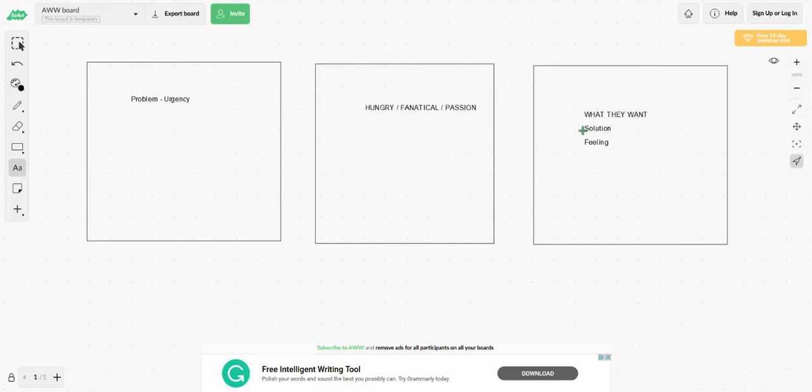Okay, so just follow the three things. How urgent is the problem? Does it need solving straight away? Is there a lot of urgency around it? Number two, is the niche hungry for a solution, fanatical even, or passionate? Like the gaming niche, they weren't hungry for a solution, but they're so passionate about the game that they want to get ahead. And then what they want is a solution to be where they want to be, and a feeling associated with that. And the better that those three things add up, the better your product will promote. And there's a few examples there for you.